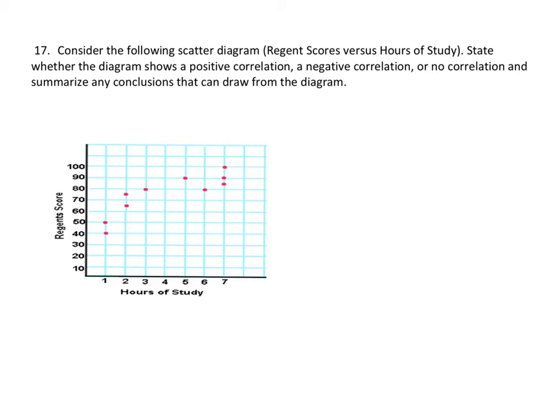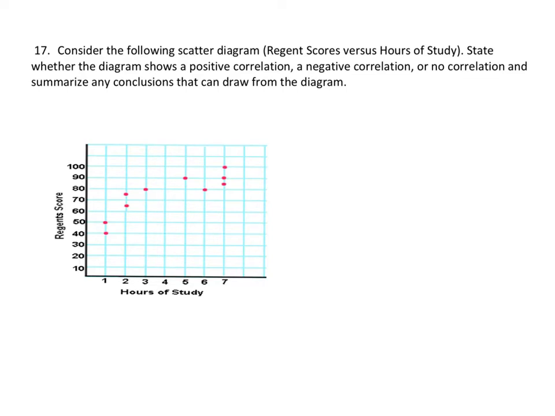Problem 17 says, consider the following scatter diagram, which is Regents scores versus hours of study. State whether the diagram shows a positive correlation, a negative correlation, or no correlation, and summarize any conclusions that can be drawn from the diagram.